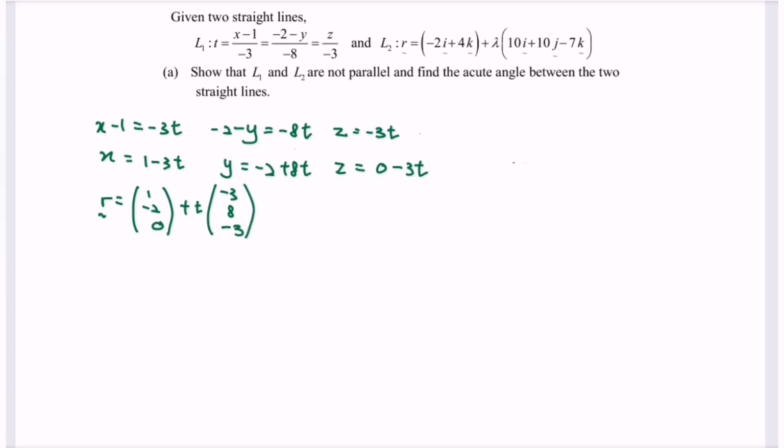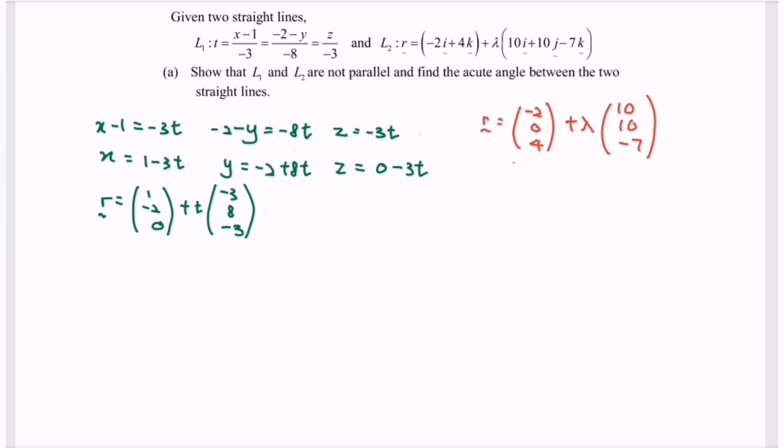Next, kindly refer to L2. We have the vector form as well, where r equals (negative 2, 0, 4) plus lambda (10, 10, negative 7). So kindly refer to part A. Show that L1 and L2 are not parallel.